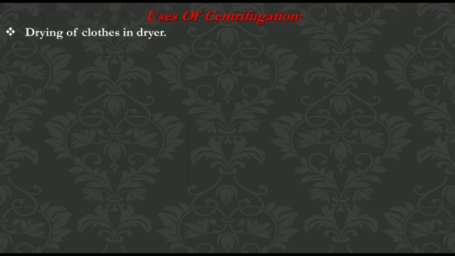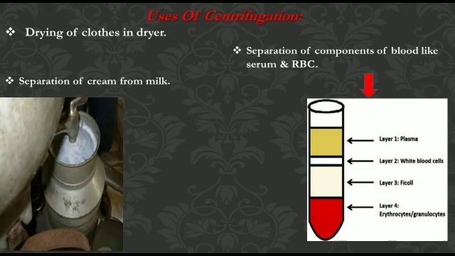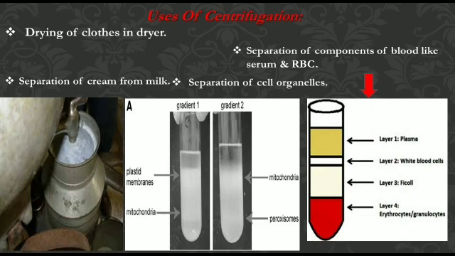There are various uses of centrifugation. It is used to dry clothes in the dryer of the washing machine, then to separate cream from milk, separation of the various components of blood, as well as separation of cell organelles from the cell.